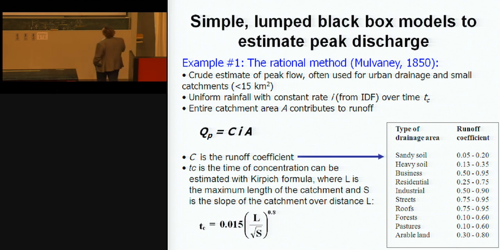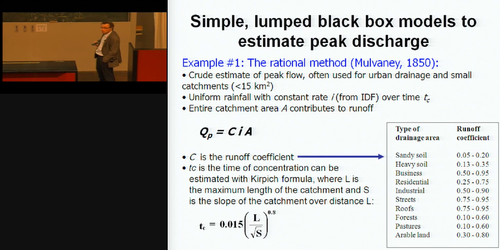Therefore, the oldest method, and many others since then, are based on the rational method, but it's already 160 years old. This is a very simple peak flow estimation technique where you have a runoff coefficient, which you can look up in tables like this. Then you have an I parameter and a TC parameter, which is the runoff concentration time. I is the rainfall, the constant rate rainfall from the intensity duration frequency curve. You read this out of your IDF curve, and then you multiply by area.